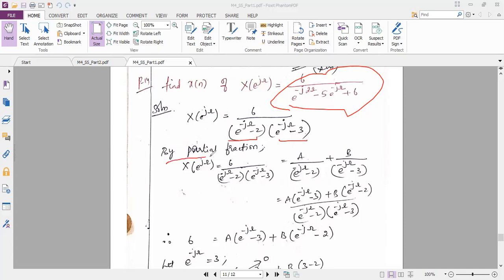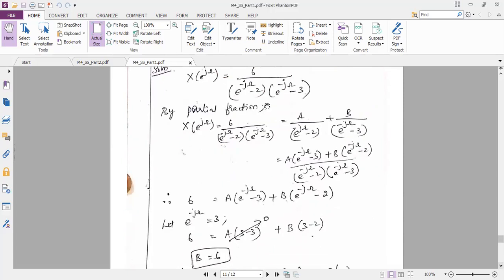Then see, in control systems you recently studied partial fractions. I know that. So you know how to find the partial fraction. I want you to just rewrite the expression X of e power j omega in terms of partial fractions. See, X of e power j omega equals 6 divided by the denominator, which can be written as A divided by the first term plus B divided by the second term. You can do the partial fraction by any method. I have done it in my method. It is the easiest or simplest method.